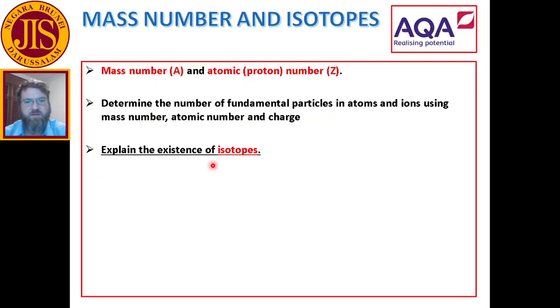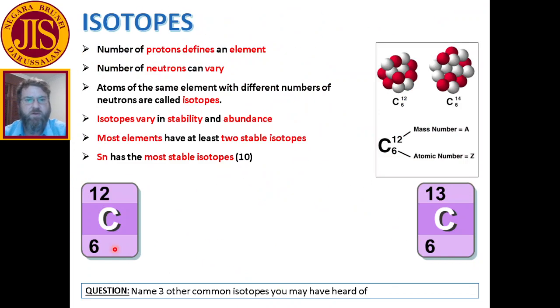Okay, so now let's take a look at isotopes. As we've said before, the protons define the element. You can't really play with the protons when you're talking about one element, but you can change the number of neutrons. When we find that there's a different number of neutrons, then it's an isotope of that element.